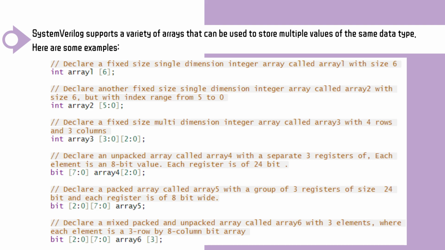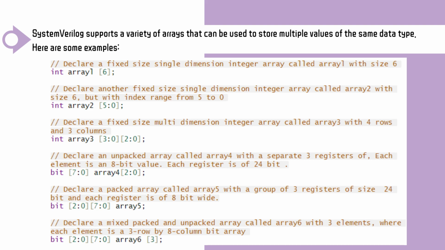bit [2:0][7:0] array6 [3]. This is an example of a mixed packed and unpacked array. It is declared as a bit array called array6 with a size of 3 elements. Each element is a 3-row by 8-column bit array.